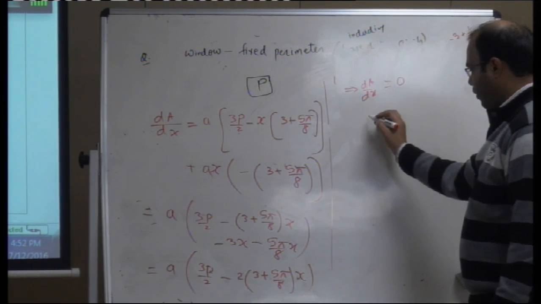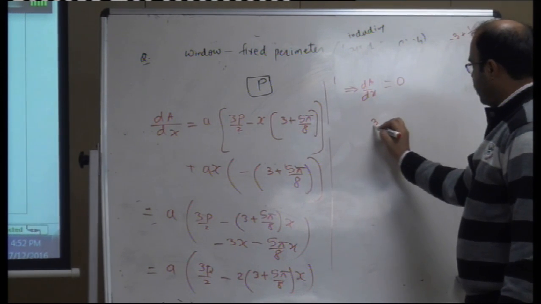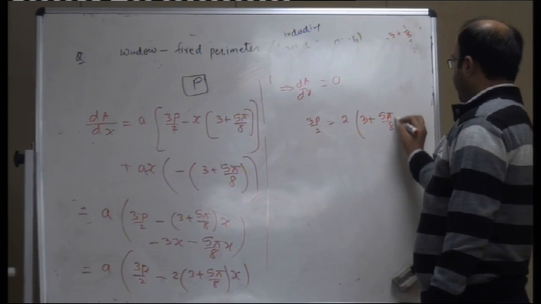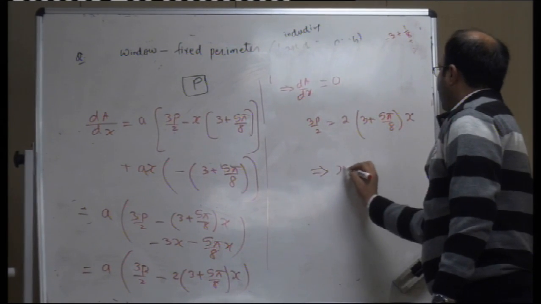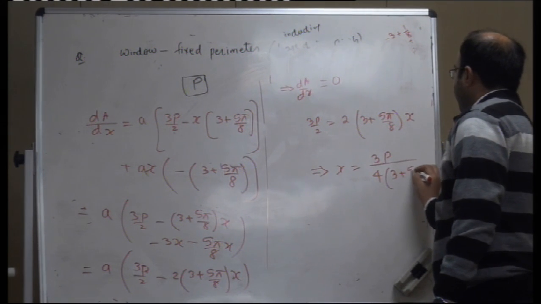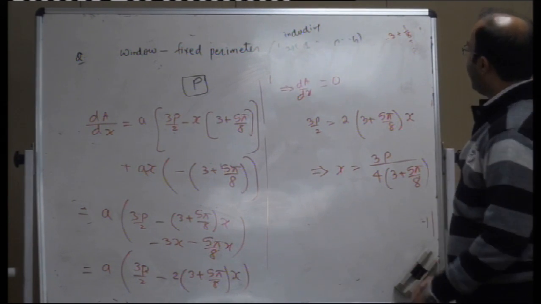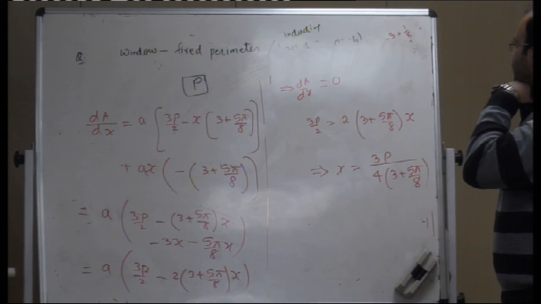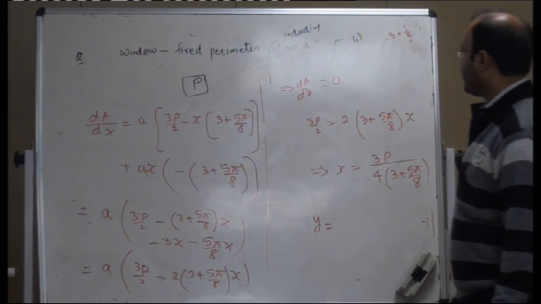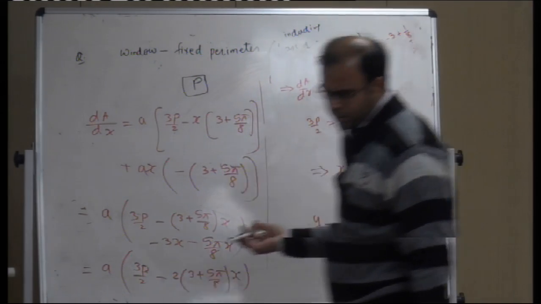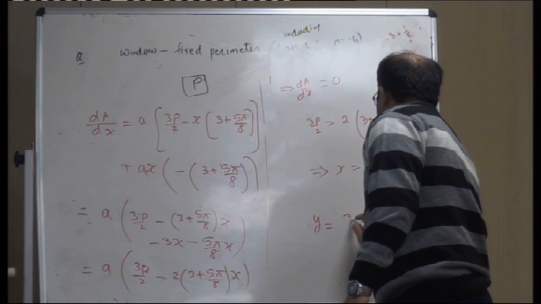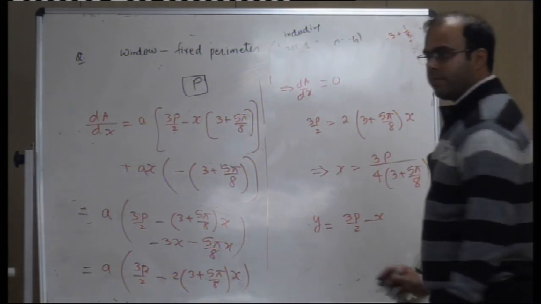Okay. Right. We have already differentiated now. So this would become 3p by 2 equal to 2 times of 3 plus 5 pi by 8 into x. So this would become x equal to 3p by 4 into 3 plus 5 pi by 8. And what we had to calculate was the ratio of x and y. And if we remember, y was actually, in terms of x, we wrote y as 3 minus x.